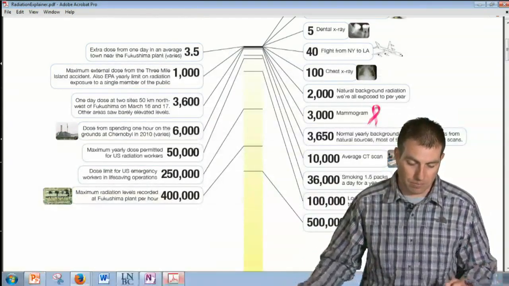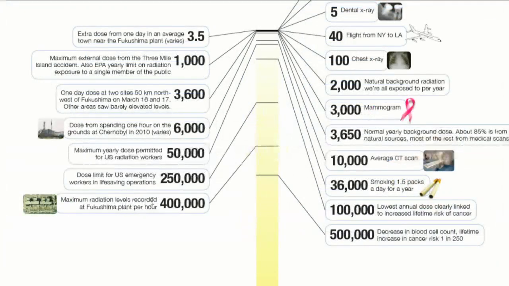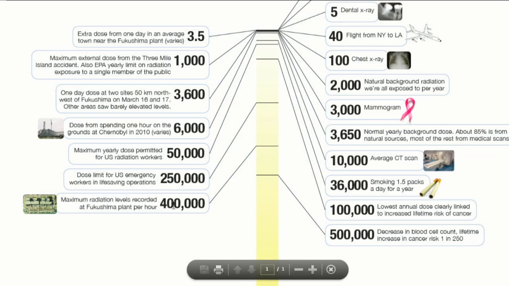You'd lose in life. So, maximum radiation levels recorded at Fukushima. This is per hour. So 400,000 in an hour at the Fukushima plant. That's incredible. That increases your risk of getting cancer.